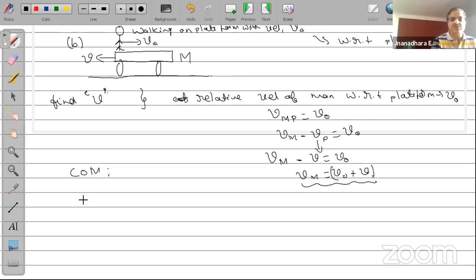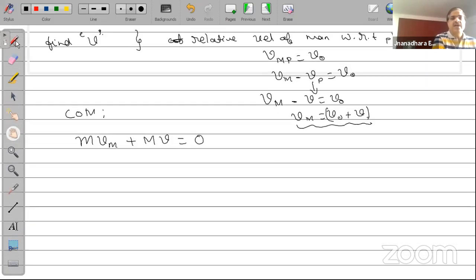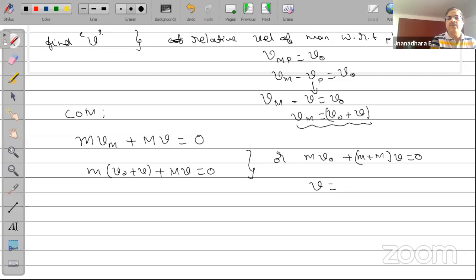Now here it says conservation of momentum will be mass of the man times the velocity of the man plus mass of the platform times the velocity of the platform should be equal to 0. Or in other words, I get m into (V naught plus V) plus mV is equal to 0. What will be the velocity here? I can obtain this as mV naught plus mV plus mV is equal to 0, or V will be equal to minus mV naught by (m plus M).